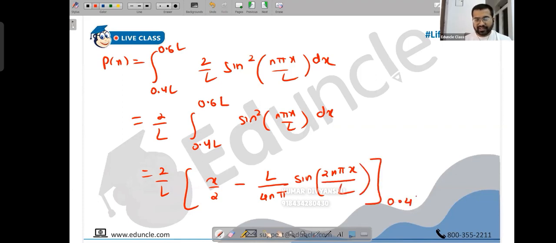Tell me if you have any questions. Lower limit is 0.4L and upper limit is 0.6L. We are yet to substitute the limits. Integration is same, right? Integration is not changed. So I can directly write this now using previous steps. In exam, obviously you have to solve. I have used the previous step. Copy this much, and tell me if you have any questions. Don't hesitate.